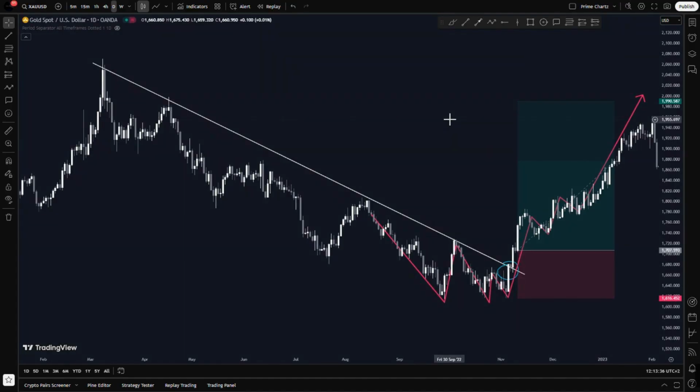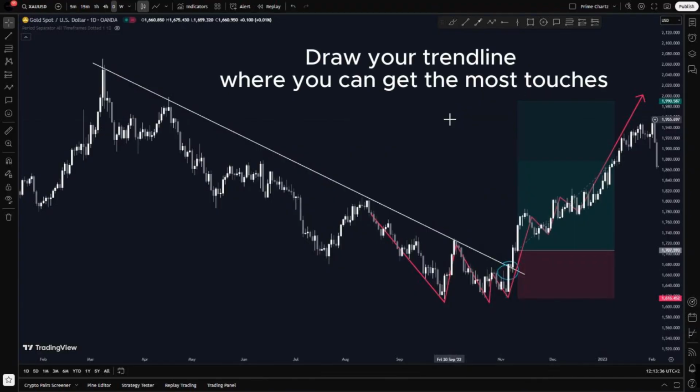All right, let's address one of the most common questions when it comes to trend lines. Do we draw trend lines from candle bodies or wicks? And the answer is simple. Draw your trend line where you can get the most touches. Wicks or bodies, it really doesn't matter. Let me show you what I mean.